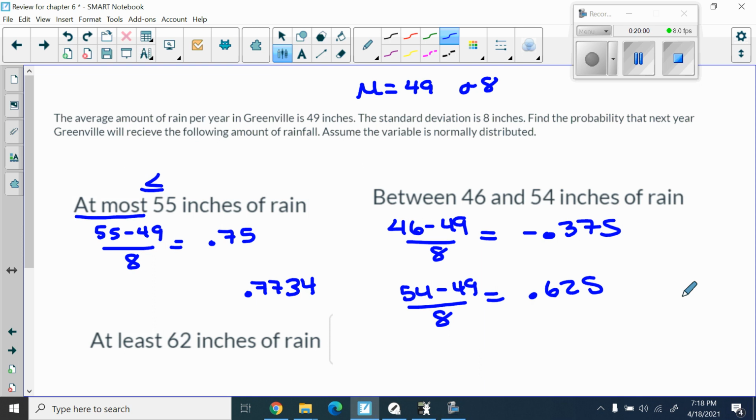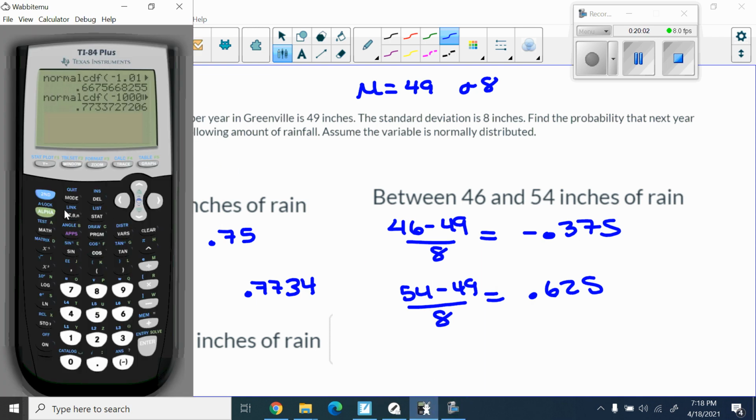So we're going to put that into our calculator. So second VARS, normal CDF, lower bound is negative 0.375. Upper bound is positive 0.625. And we plug that in, and we get 0.3802.